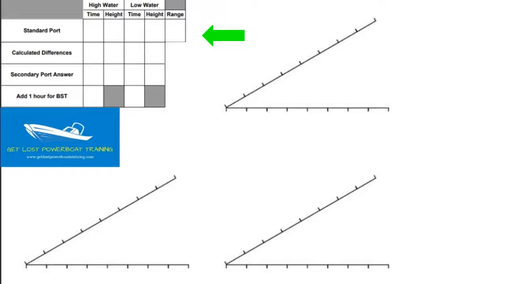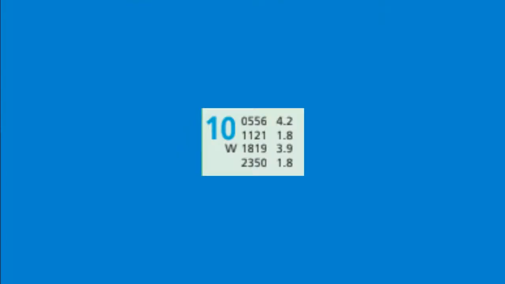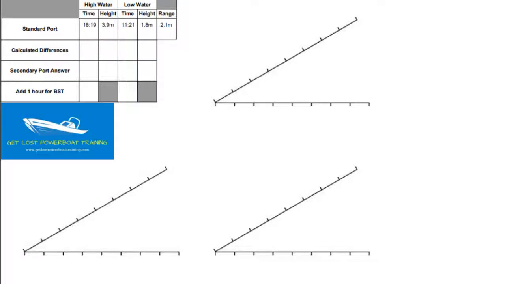The other three parts of the template are the crocodile teeth or the triangles, and this is where we're going to work out the answers that we need for the secondary ports. Here's our standard port information then from the almanac. This is the first bit of information we have, and we're looking at the times of 11:21 low water 1.8 metres and 18:19 high water 3.9 metres. So we're going to enter those in that top row of our table like this.